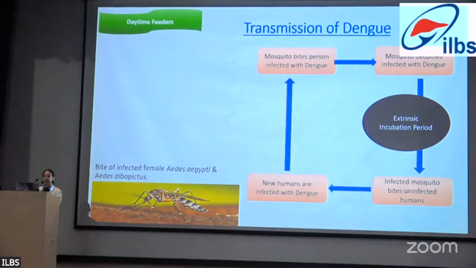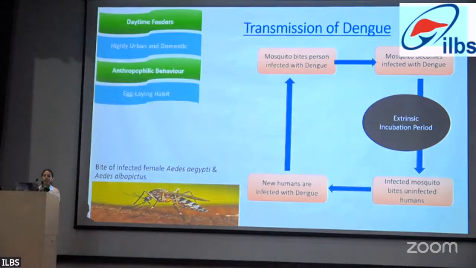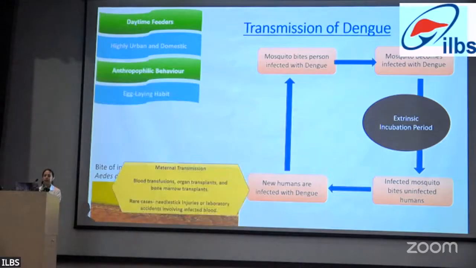The Aedes aegypti are daytime feeders. They are mostly active in the early morning and late afternoon. They are highly urban and domestic. Mosquitoes thrive in human environments, breeding in the small amounts of water found in vases, tires, and gutters. They have an anthropophilic behavior and an egg-laying habit.